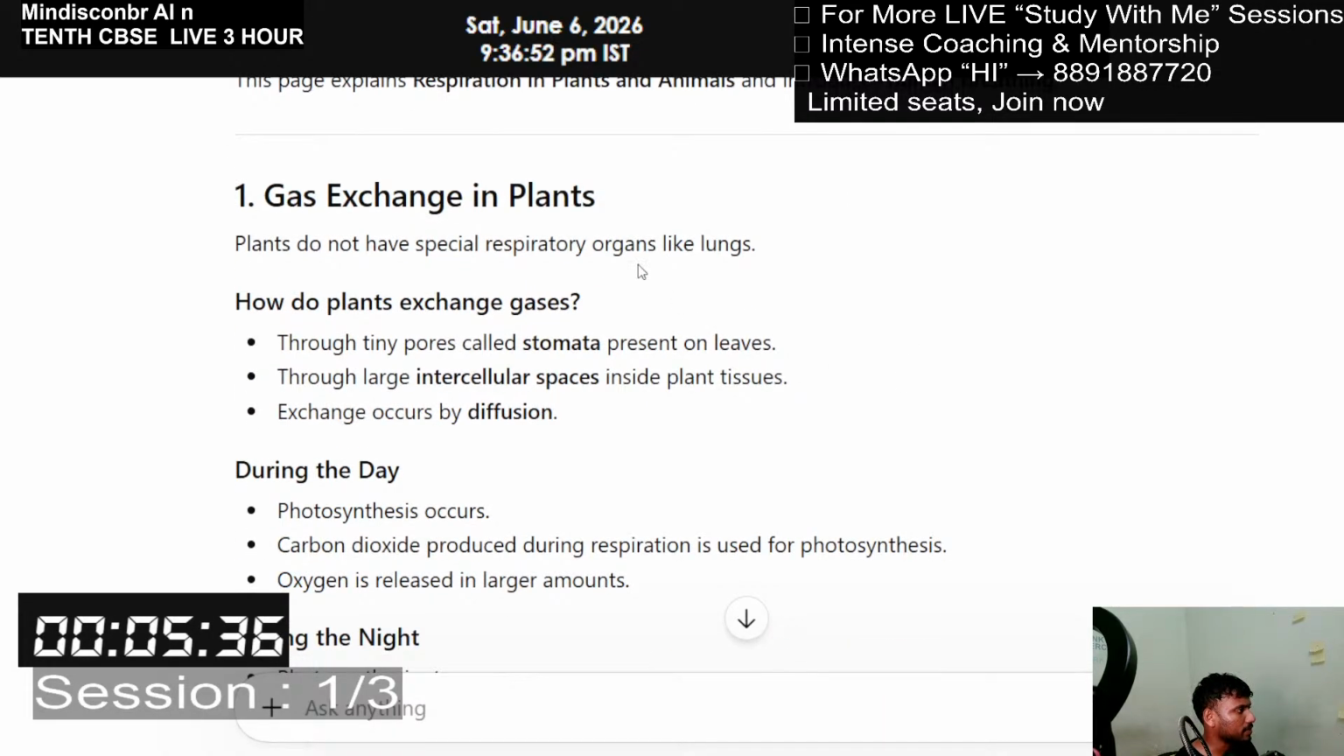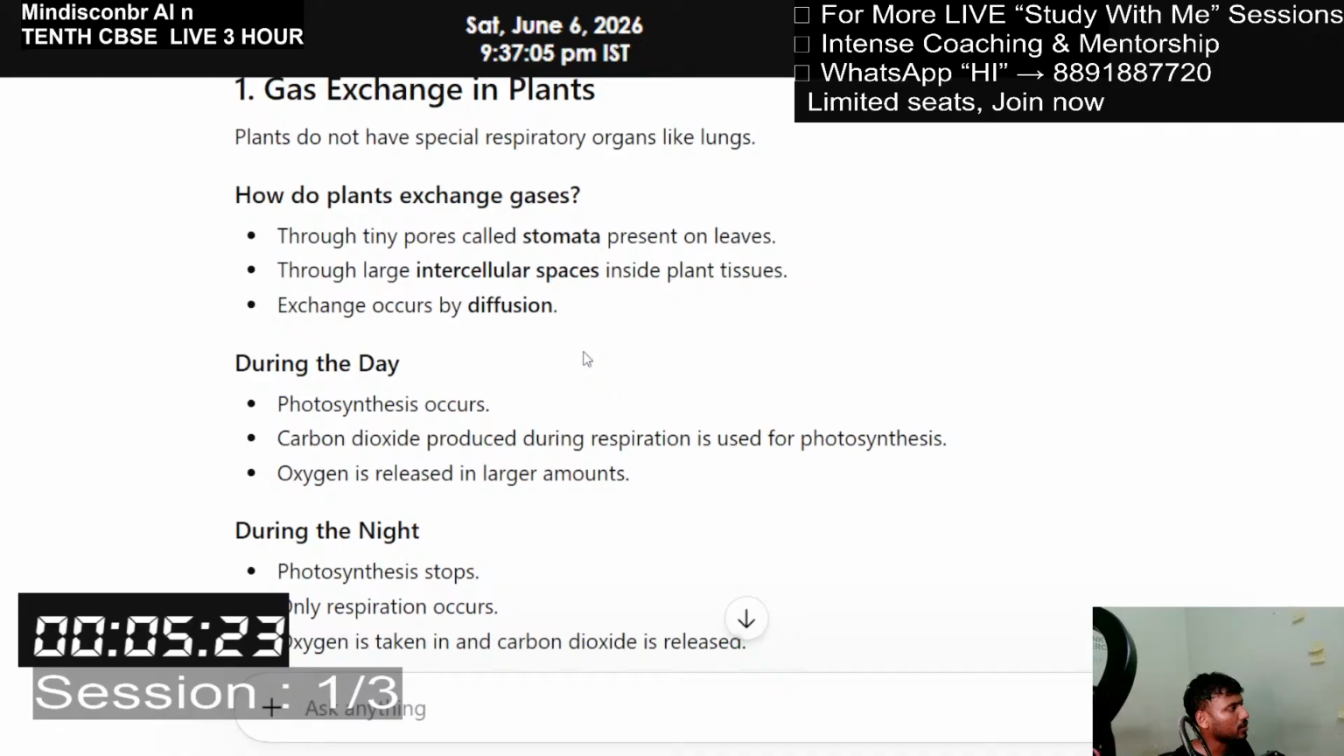Gas exchange in plants. Plants do not have special respiratory organs like lungs. We have lungs for breathing, but plants do not have any respiratory organs. How do plants exchange gases? Through tiny pores called stomata present on leaves. Through large intercellular spaces inside the plant tissues, exchange occurs by diffusion.